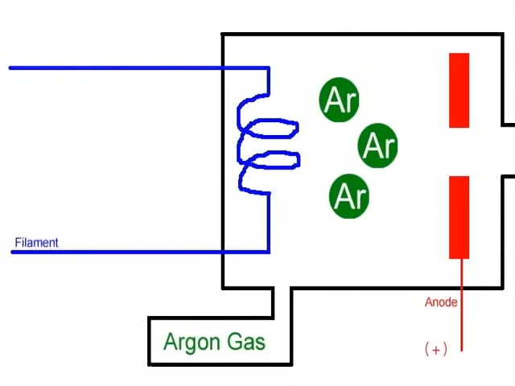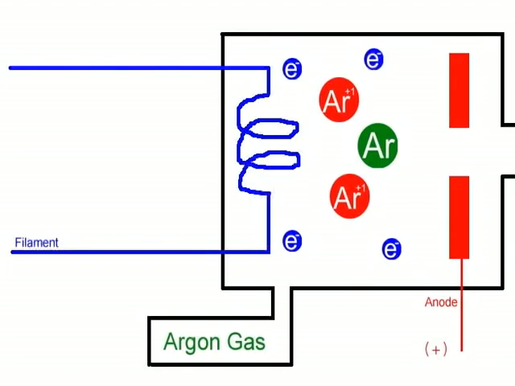The main components of the ion source are a filament and an anode inside a small chamber containing argon gas. When a current is run through the filament, electrons are liberated and accelerated into the chamber by the positively charged anode. These free electrons collide with neutral argon atoms, ionizing some of them and creating a plasma.